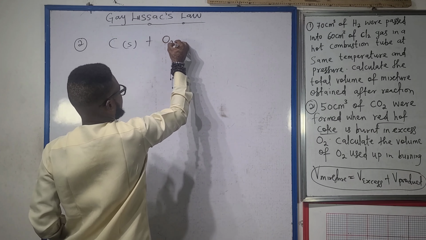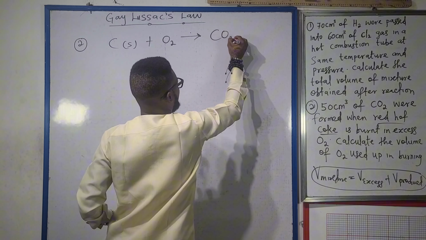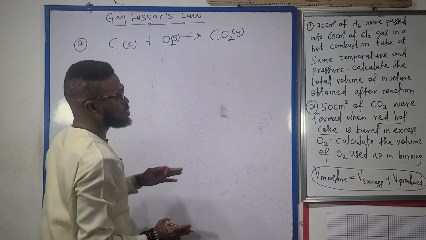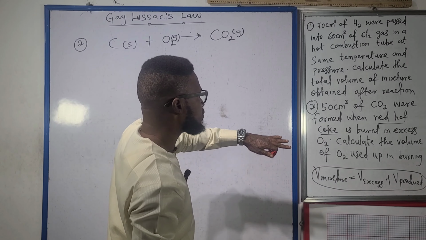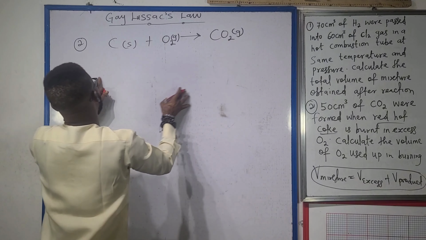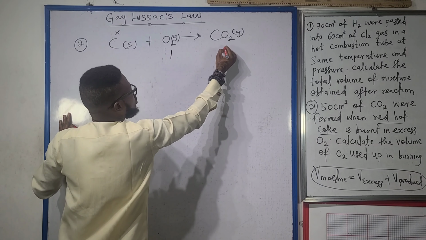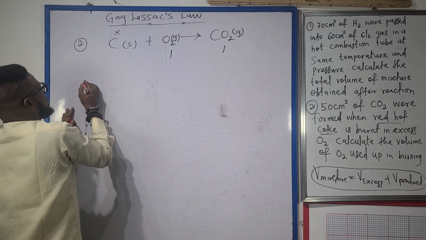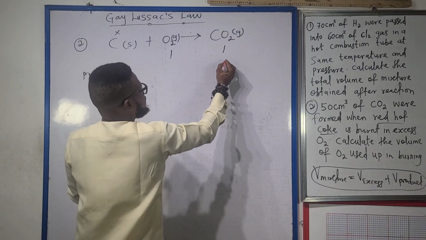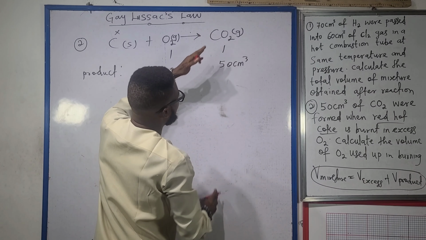It combines with excess oxygen so that we have CO2 gas. Oxygen here is also a gas. So we were told here that 50 cm³ of carbon dioxide were formed. Looking at this balanced equation, we're not even going to be concerned about the moles here. So it's 1 to 1. If you tell me that the product formed here is 50 cm³, of course, the product here is 1 mole.